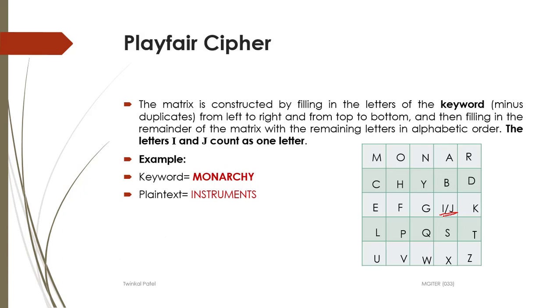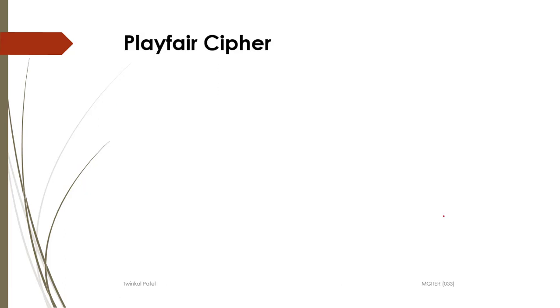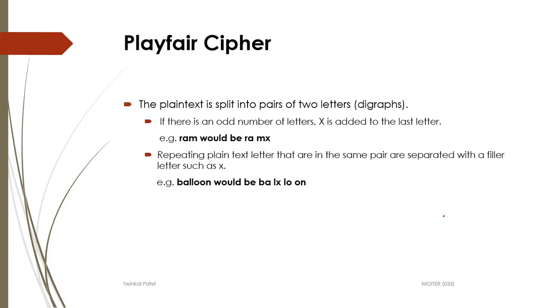Now we will see how to convert this plain text using this 5 by 5 matrix into the ciphertext. There are some rules for converting the plain text using this matrix. The first rule is that the plain text is split into pairs of two letters. If there is an odd number of letters in our plain text, then X is added to the last letter. For example, consider the plain text Ram. Ram will be paired as RA and MX. So X is added here.